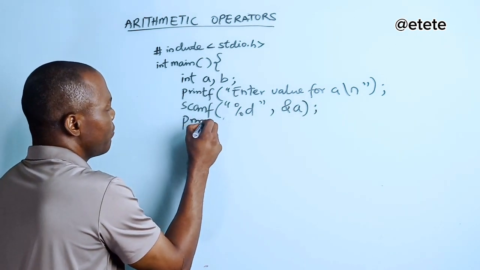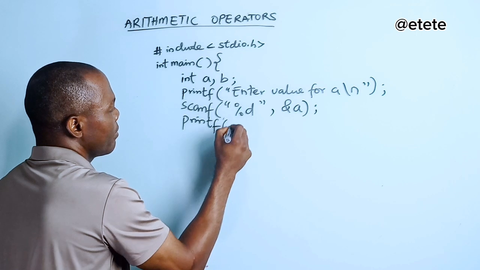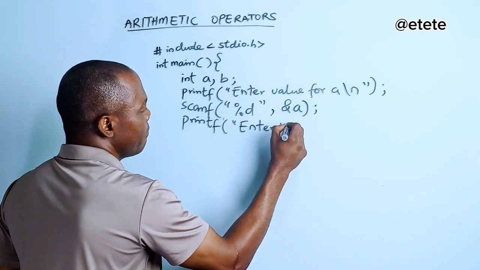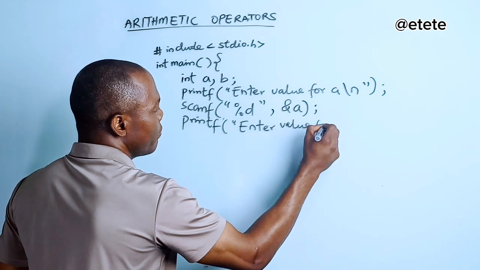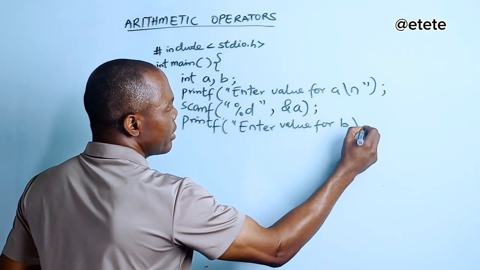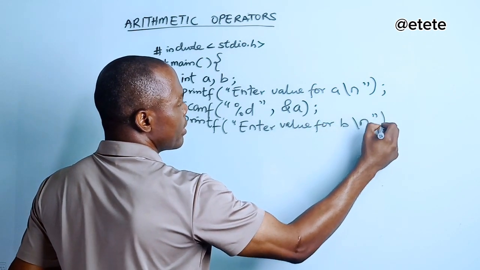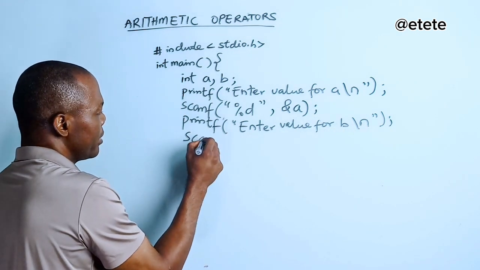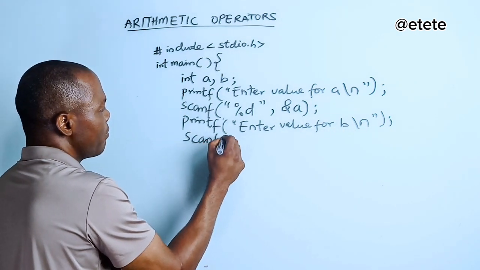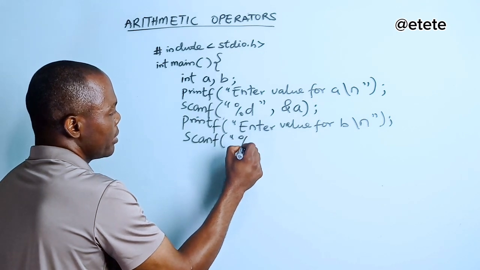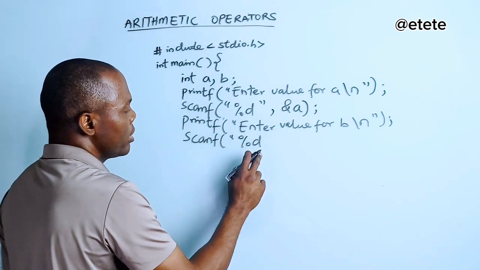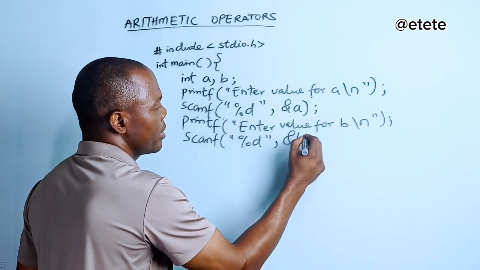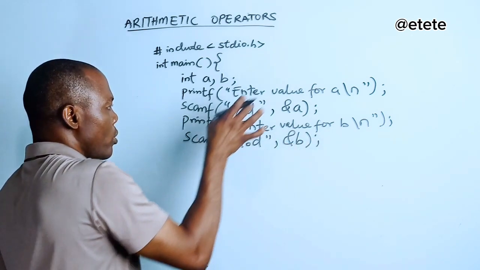So printf, enter value for b, then I'll bring in my escape sequence. So scanf will take it to the integer realm, and then take it to the address of b. So I have written this.